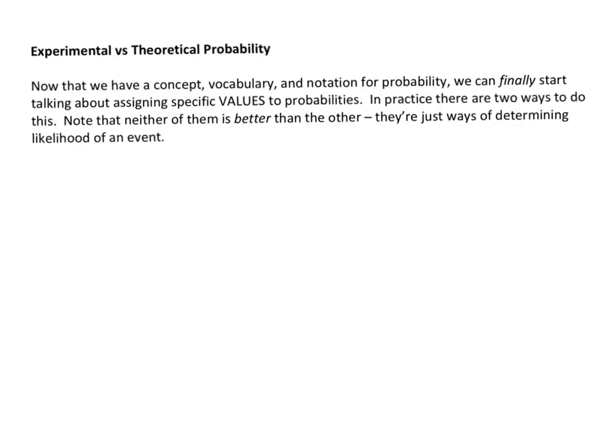So we've just got a few more background things to get through before we get to some examples of these things. When we start a new subject, there's often a lot of background information that we need to pick up. So the next of these things is this idea of experimental versus theoretical probability.